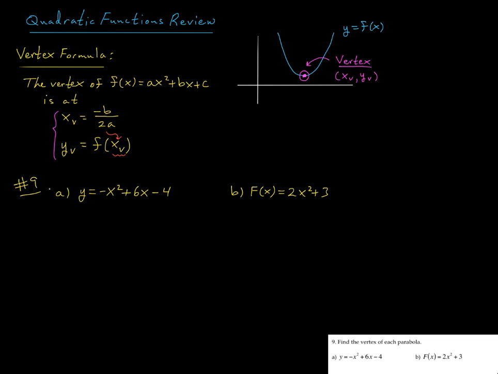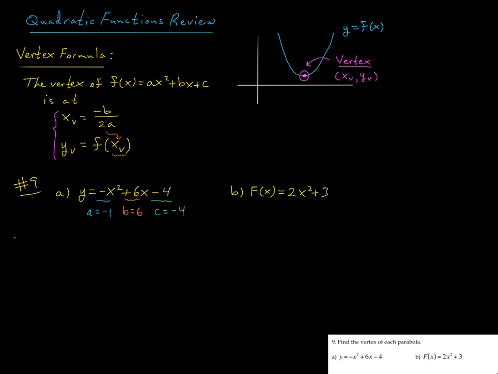And so to illustrate, let's look at problem 9 on the worksheet. Part A says y equals negative x squared plus 6x minus 4. So to start, I'm going to just identify a, b, and c for this quadratic. So here a is negative 1, b is 6, and c is negative 4.